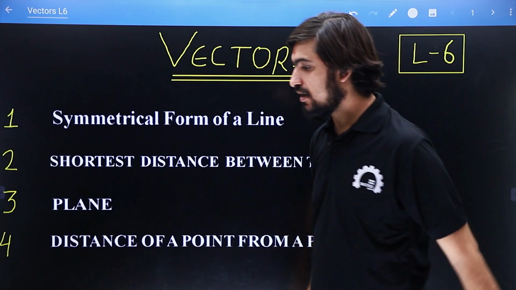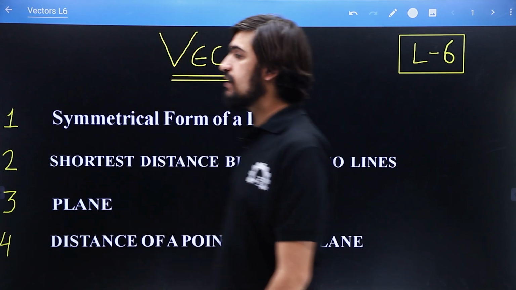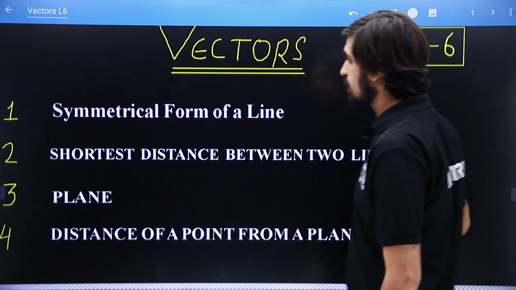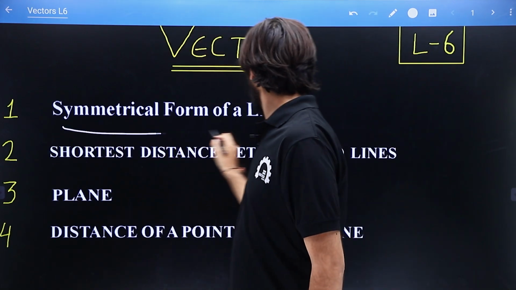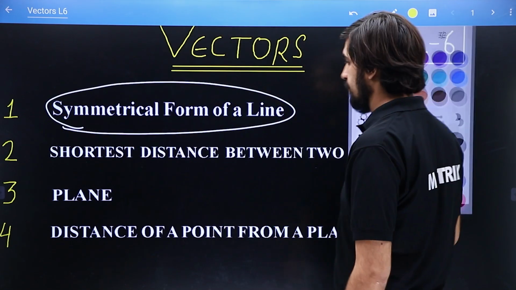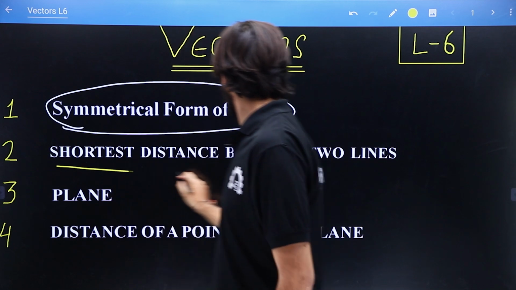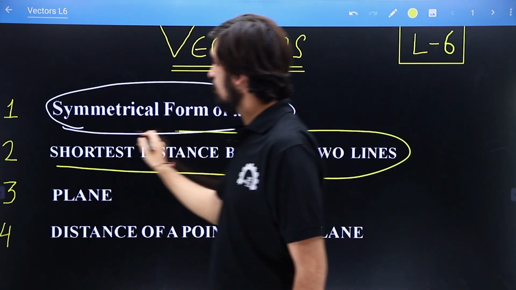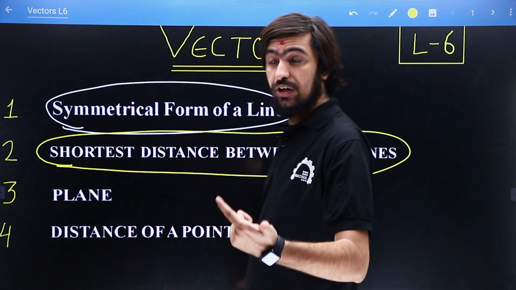So hello students, this is our lecture 6 of vectors. In this lecture, we are going to see these topics. First, the symmetrical form of a line. Even though we have studied this previously, we are going to look at it again. Then we will see the shortest distance between two lines. We are going to talk about the distance between two lines too.